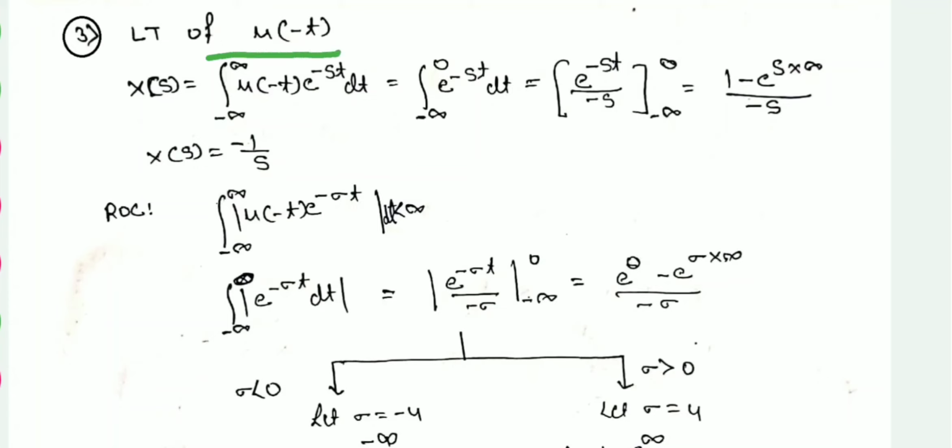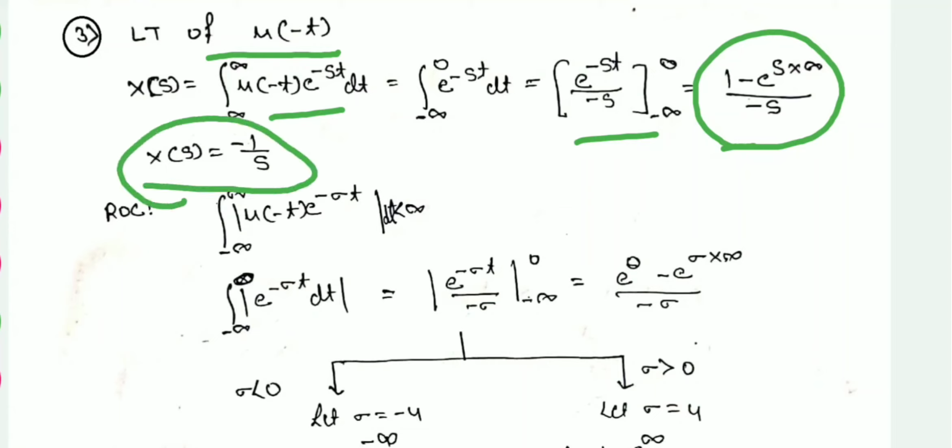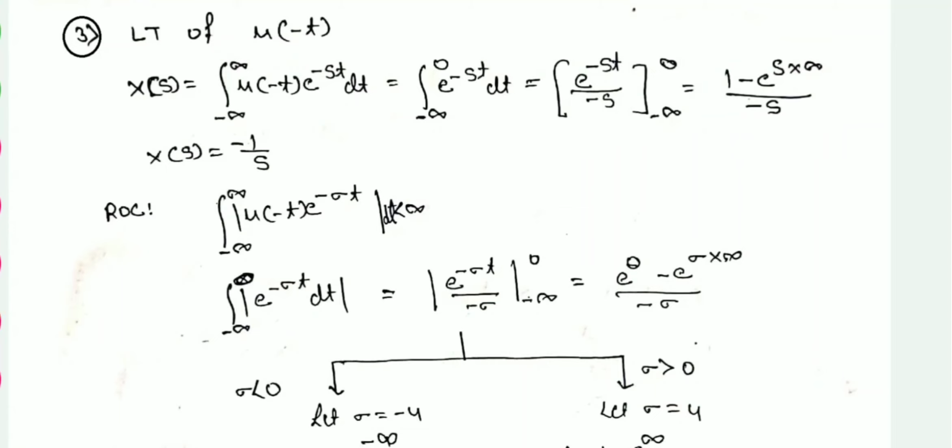Okay, and in similar cases we put this, and when our limit is positive, it also becomes 1 upon s. But this becomes 1 upon s only when we define the ROC. Okay, we put in the limits and 0 minus, and when we apply them, it depends upon the value of sigma.